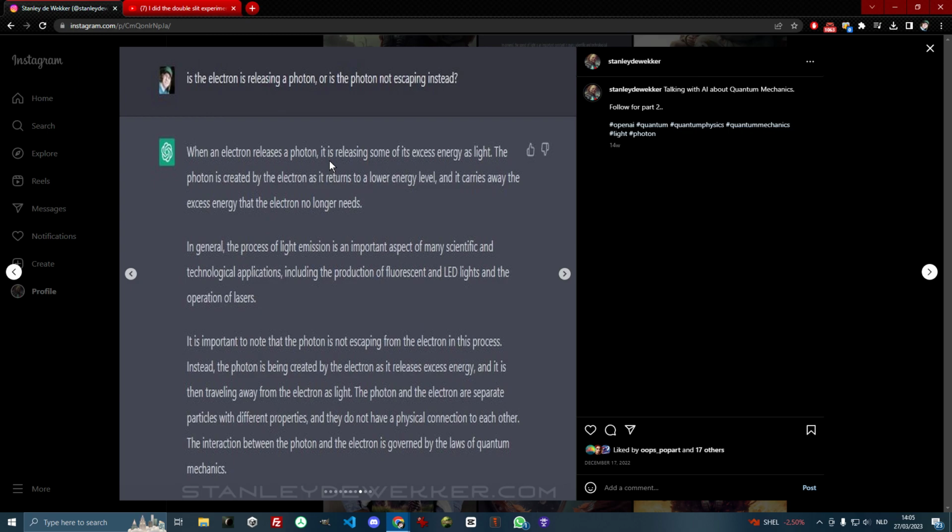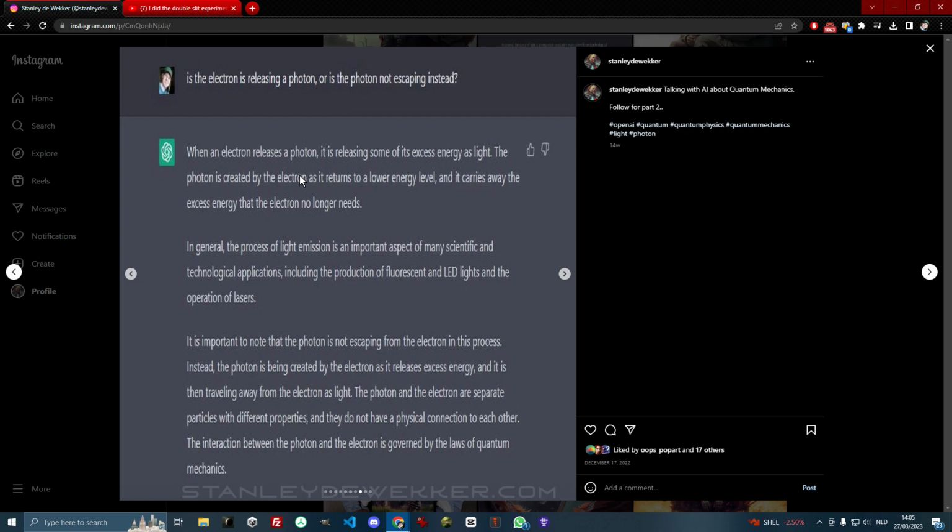So here we have electrons that are releasing photons. Well, that makes sense. It's releasing some of its energy as light. So energy as light, then energy is light. So it's releasing light, it's releasing photons. The photon is created by the electron.